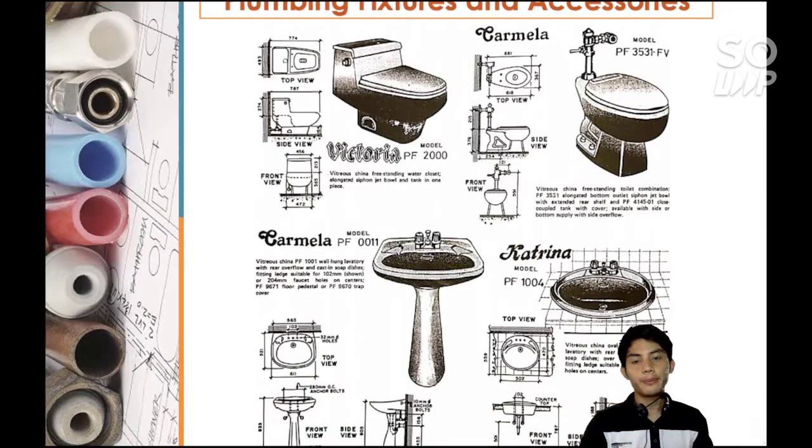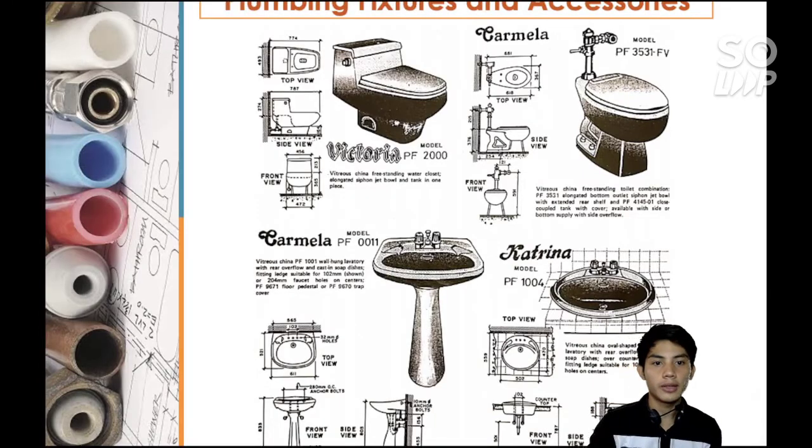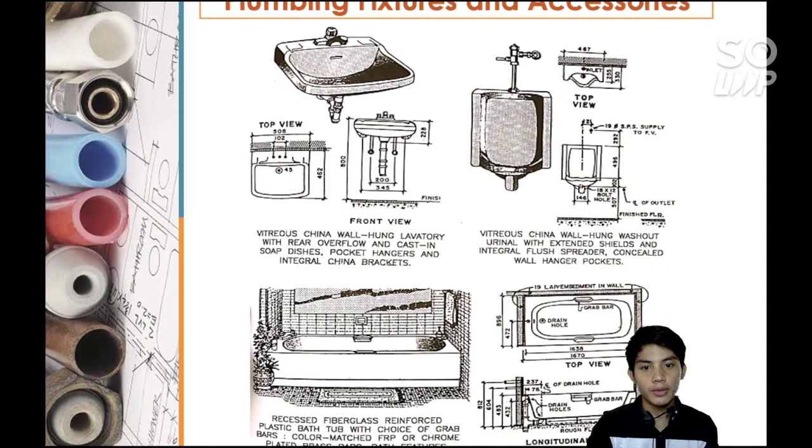These are examples of plumbing fixtures and accessories. We have two water closets right here. Then we have the lavatory. This is a lavatory still. Then we have urinals. Then we have a bathtub.